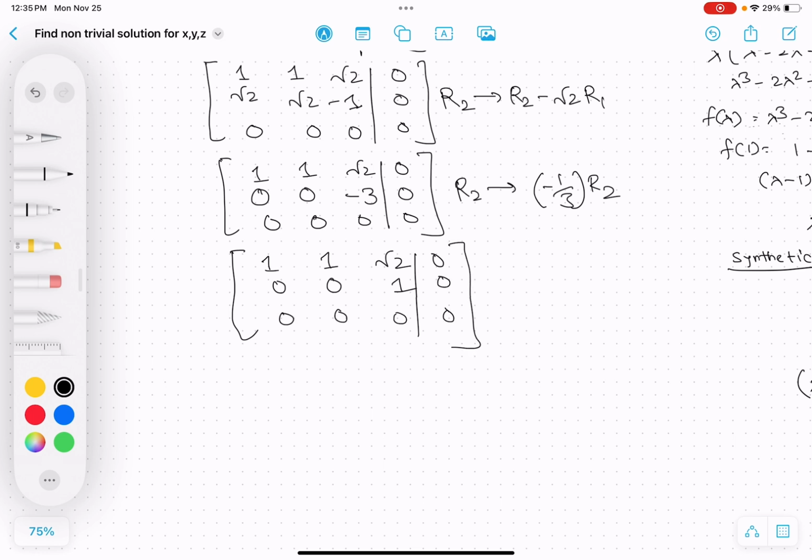Okay, now we have the matrix in the reduced row echelon form. Oh wait, still we don't have, because for the column where there is a 1, all of these things need to be 0, right?